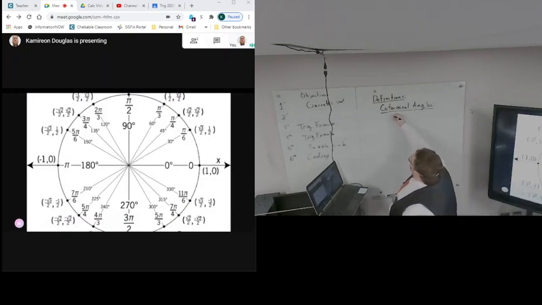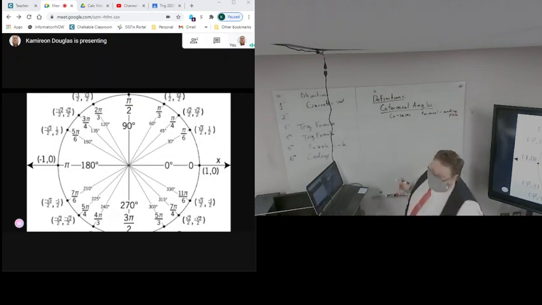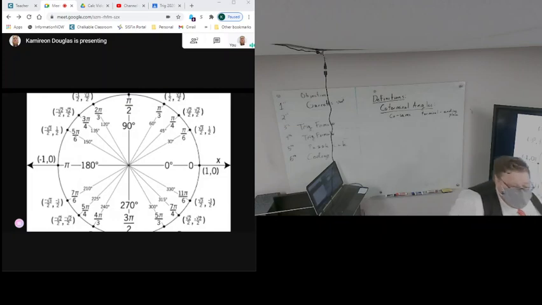of this word. Co, indicating same. Terminal, indicating ending place. So, a coterminal angle has the same ending place on the unit circle specifically. So in this picture, these are the main angles of the unit circle, orientated between 0 and 360 if you're talking about degrees, between 0 and 2 pi if you're talking about radians.